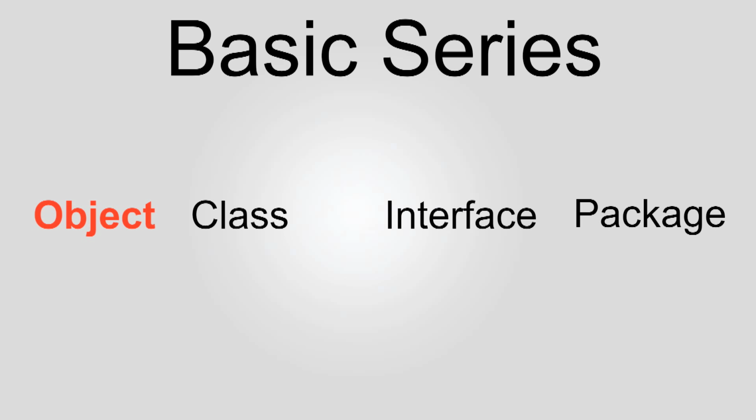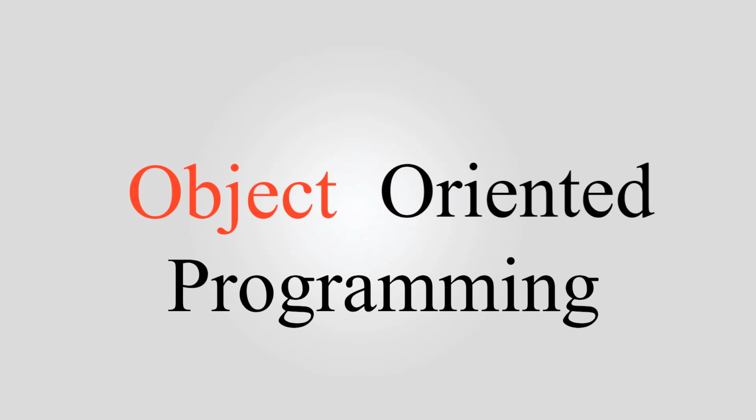This is the very first part of the basic series, where we'll go over the very basics of object-oriented programming from a Java perspective. This series will define the basic elements, which includes objects, classes, interfaces, and packages. So what is the object in object-oriented programming?